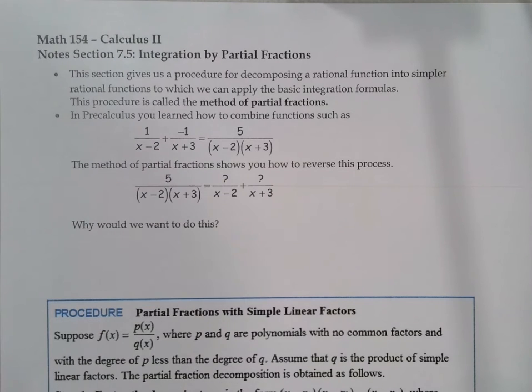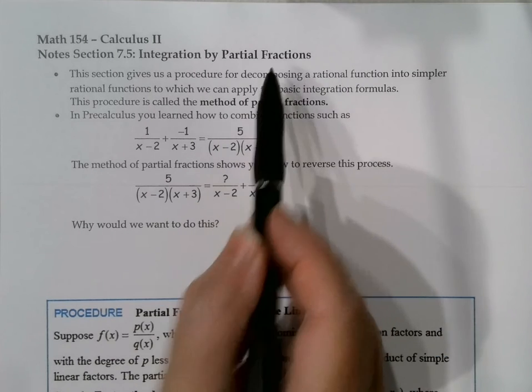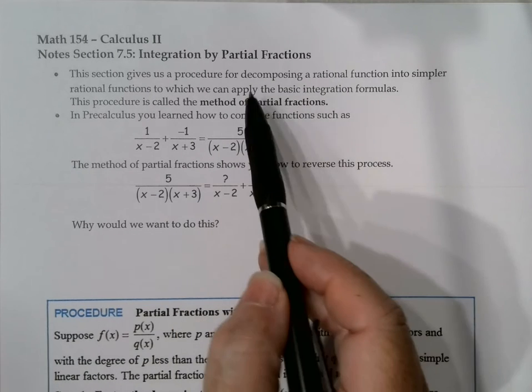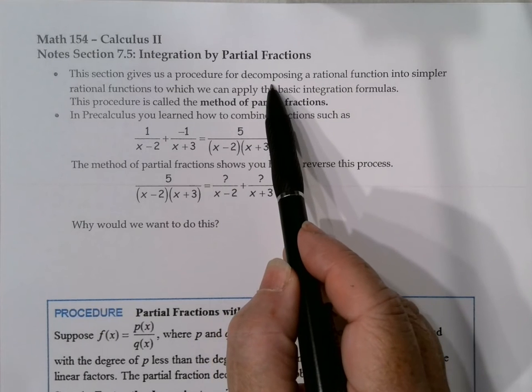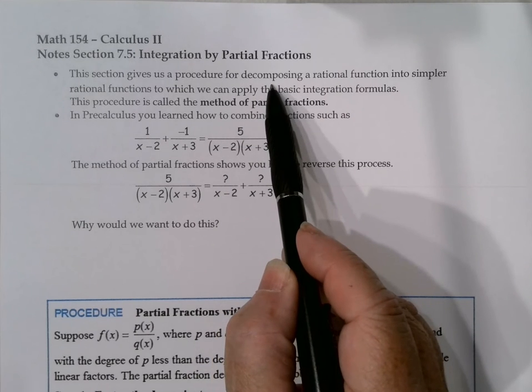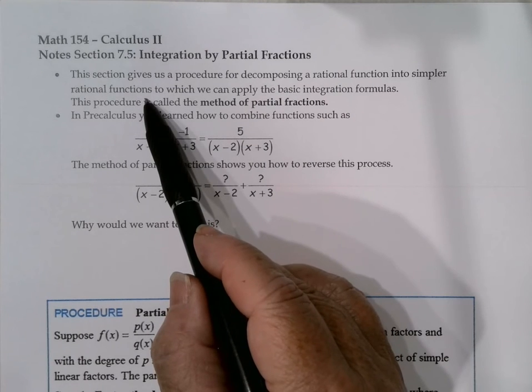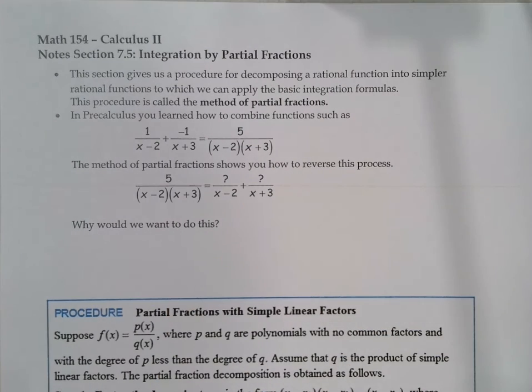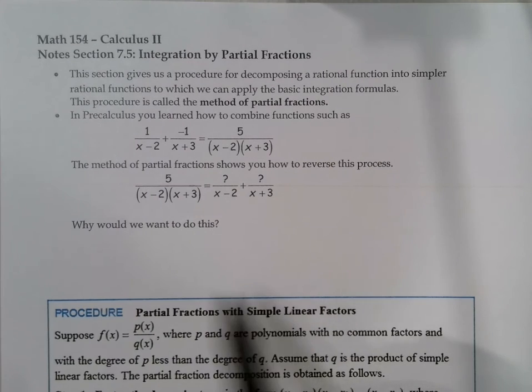This is section 7.5, and this is our last major new technique for integration. It's a technique called integration by partial fractions. It'll actually give us a procedure for what we call a decomposition for a rational function into simpler rational functions that will be easier to integrate. Essentially, this is the idea.